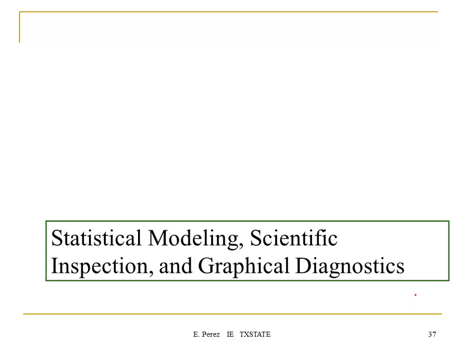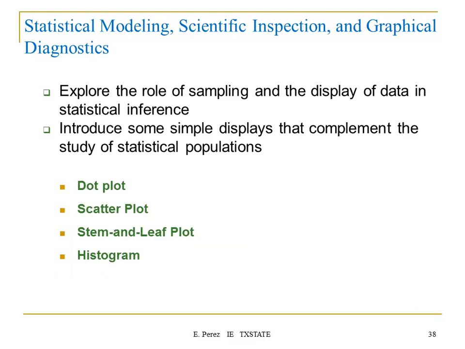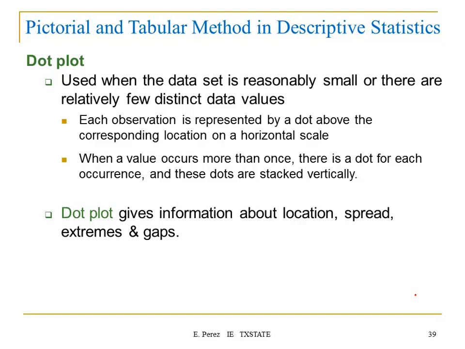So let's get into the diagrams. And we're going to focus on, I believe, 3 different types of diagrams. So we're going to introduce some simple displays that complement the study of statistical populations: the dot plot, scatter plot, stem and leaf plot, and the histogram. The last one is the one that I'm going to show you how to build using Excel. And this one is, from all of them, the most important one, the histogram. And you'll see that when we start discussing probability.